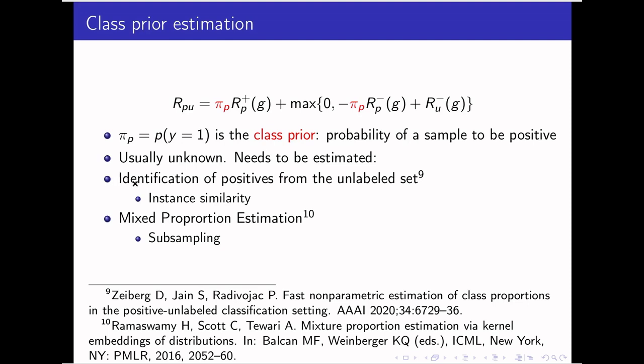So some of the approaches for this class prior estimation rely on instance similarity. For example, in our case it will be protein similarity, or they will do some subsampling of the distributions and try to estimate the proportions in these sub-distributions. So from the big positive and unlabeled distributions, they will sample many sub-positive and sub-unlabeled distributions, and they will try to estimate the proportions on those subsamples.